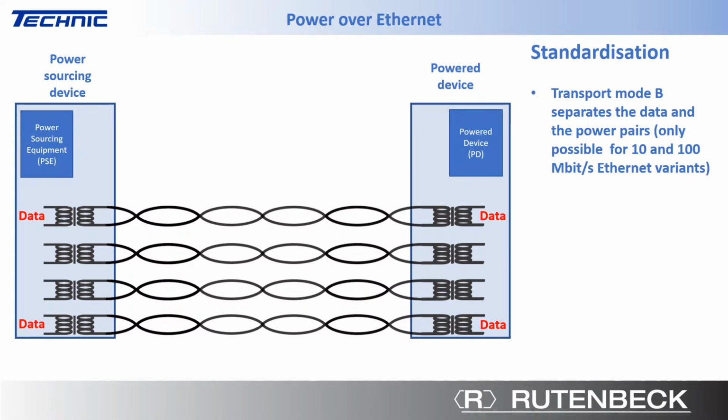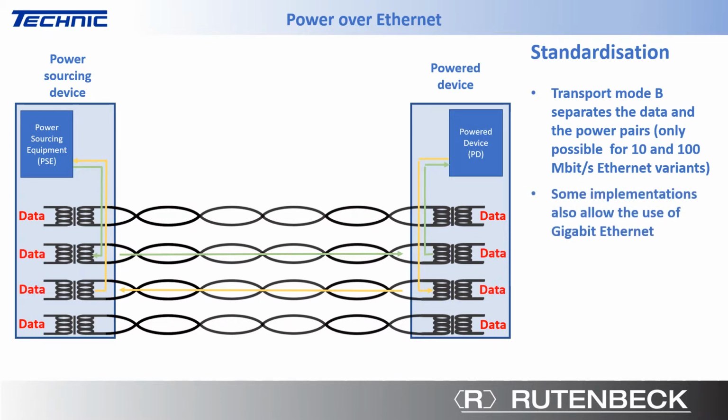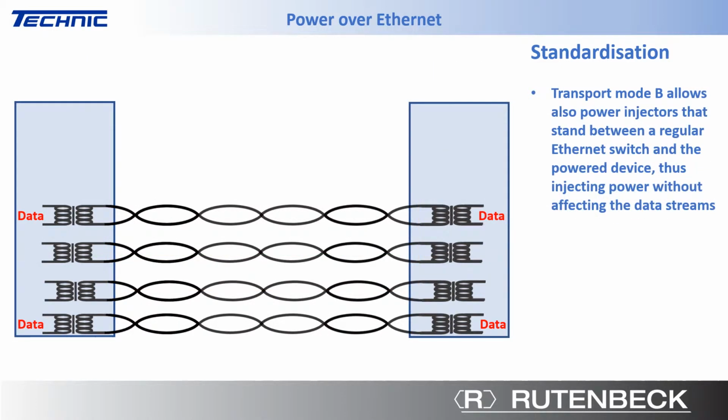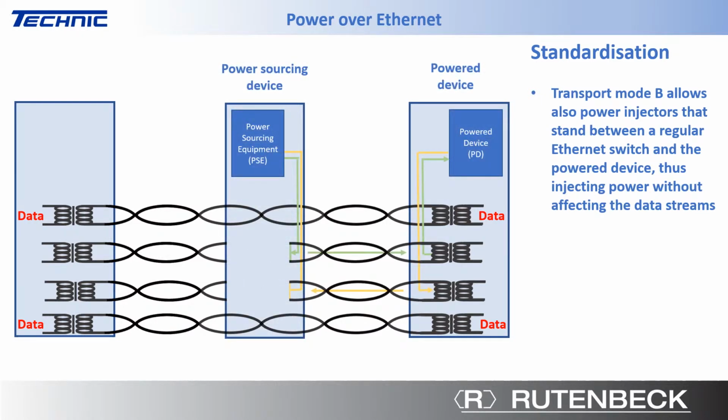Transport Mode B separates the data and the power pairs. This is only possible for 10 and 100 megabit per second Ethernet variants. Some implementations also allow the use of gigabit Ethernet with this mode. In the latter case, there is, of course, no longer a separation between data and power. Transport Mode B also allows power injectors that are situated between a regular Ethernet switch and the powered device, thus injecting power without affecting the data streams.